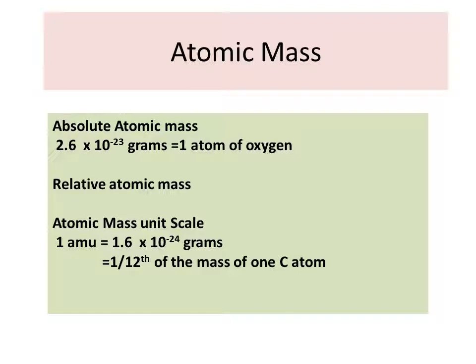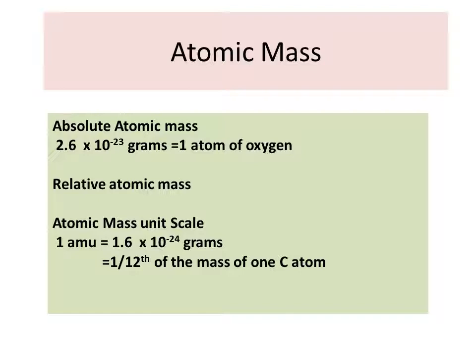So nowadays we have a new scale for measuring atomic masses, and that is also relative atomic mass. But nowadays this scale is known as the atomic mass unit, AMU. So 1 AMU is 1.6 into 10 power minus 24 grams. 1 AMU is numerically equal to 1.6 into 10 power minus 24 grams.